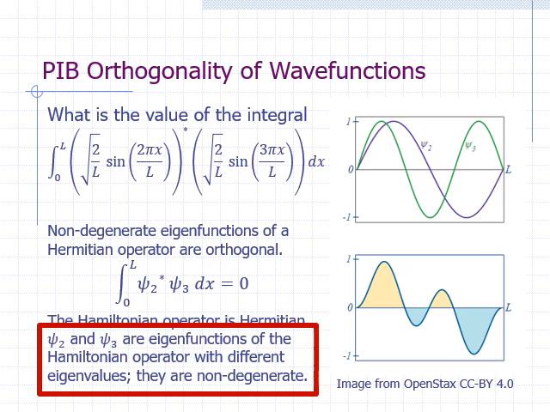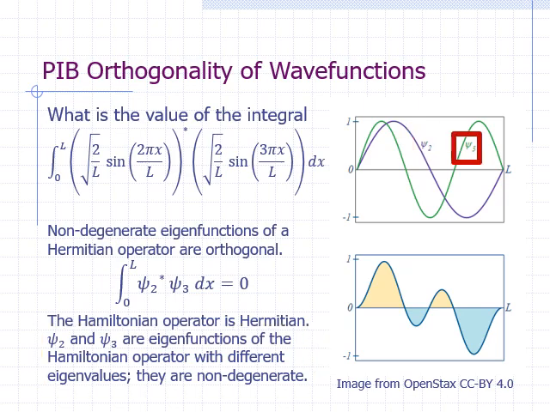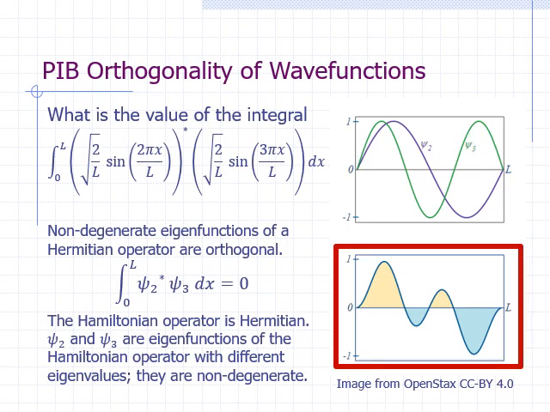Here's a nice way to visualize why the integral is 0. Here we have psi 2 and psi 3 plotted separately. And here we have a plot of psi 2 times psi 3. Integration from x equals 0 to x equals L simply means the area under the curve from x equals 0 to x equals L. As you can see, the area shaded in yellow is equal to the area shaded in blue. Since the blue area is below the x-axis, it is considered to be a negative area. The total area is 0.